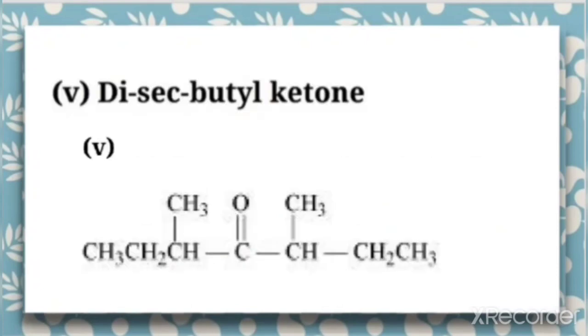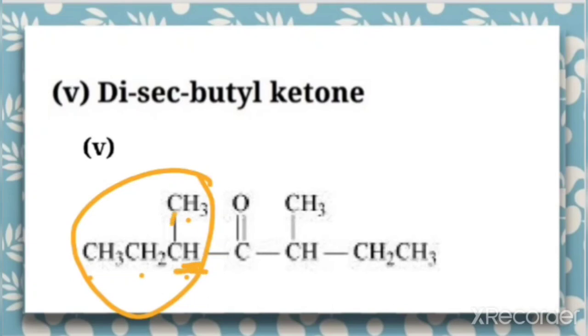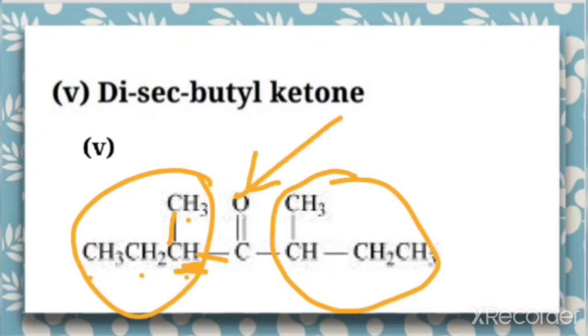So this is the structure for this name. 5th one, di-secondary butyl ketone. Secondary butyl means here the alkyl group, that is the secondary butyl group, that is butyl means 1, 2, 3, 4 carbon, 4 carbon group, but that are not in one chain. It's a secondary, because when you see here, it's a secondary carbon. So this is 2 secondary butyl groups are there and ketone. Therefore 2 secondary butyl and 1 ketonic group at the center. Then it is the structure for this one.